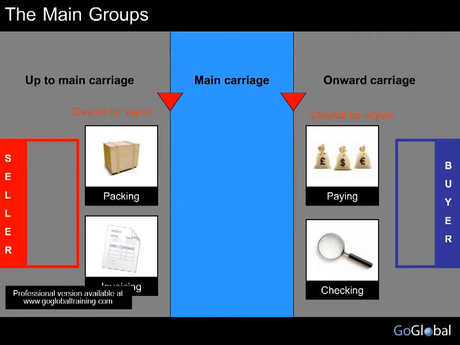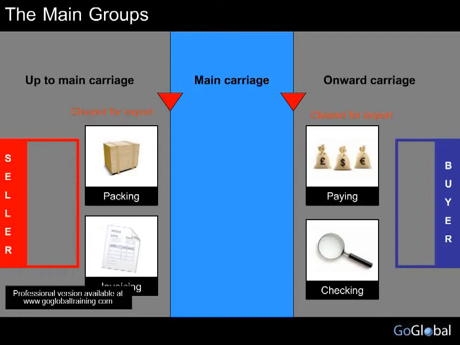So, the simplest way to understand and remember Incoterms is to group them by the thing that distinguishes one from the other, the specific delivery point. In other words, the point at which responsibility for the goods passes from the seller to the buyer. Incoterms identifies a number of potential delivery points and provides different terms for each.